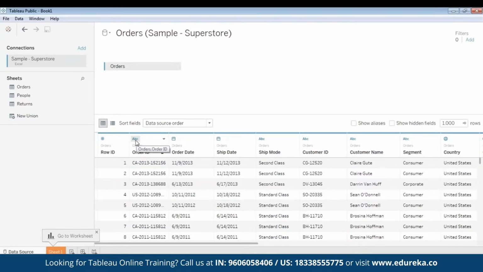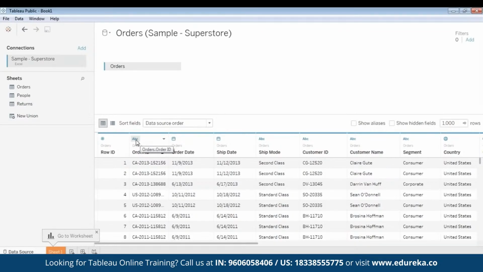Now ABC means string data type, okay? Hash means you have numerical data type. If you have assigned something like calendar, that means it's date data type. If you have a data like, let's say, Boolean data type, okay, you will be having T/F. So all these data types Tableau will be able to find by default, guys.